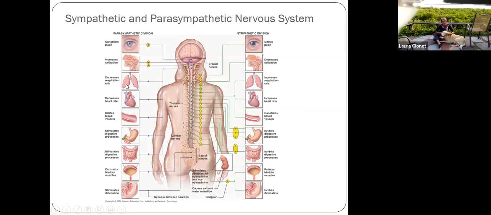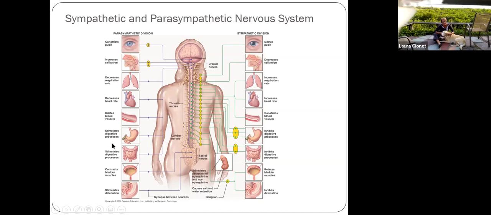stimulation. Down below that, it says decreases respiration rate, right? Because when you are in rest and digest, you don't need to be breathing heavily. And below that, decrease heart rate, because we don't need to have our heart beating fast when we're resting. Dilates the blood vessels, a lot of them, not necessarily every one, but what they're trying to say is, hey, if we relax the walls of those blood vessels, we're going to decrease our blood pressure, because we don't need to have high blood pressure.